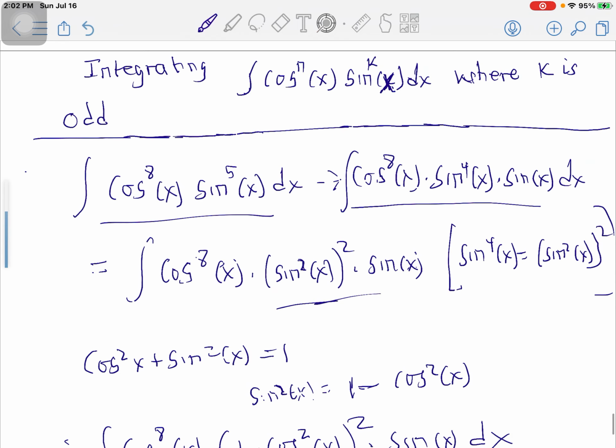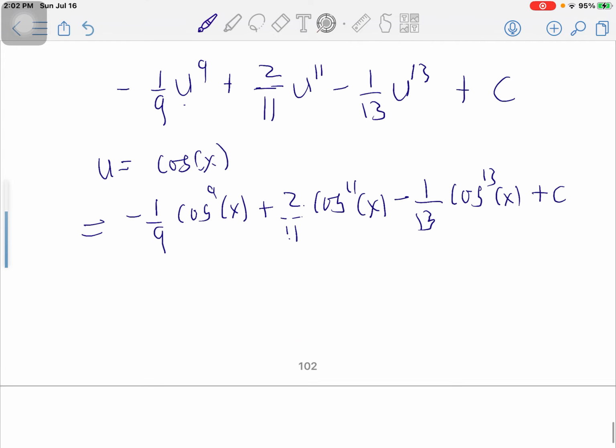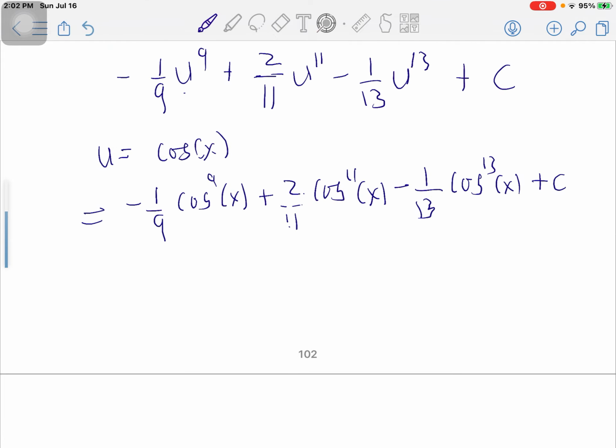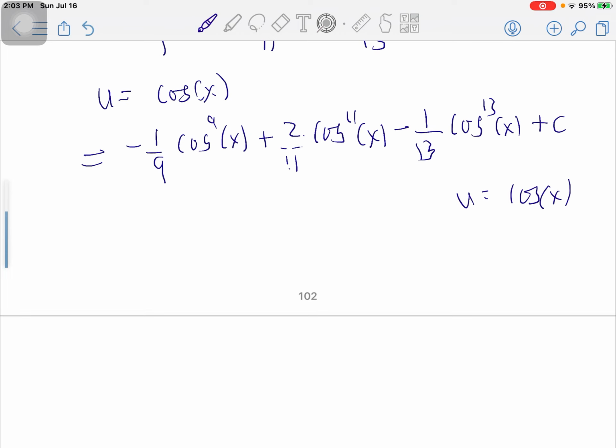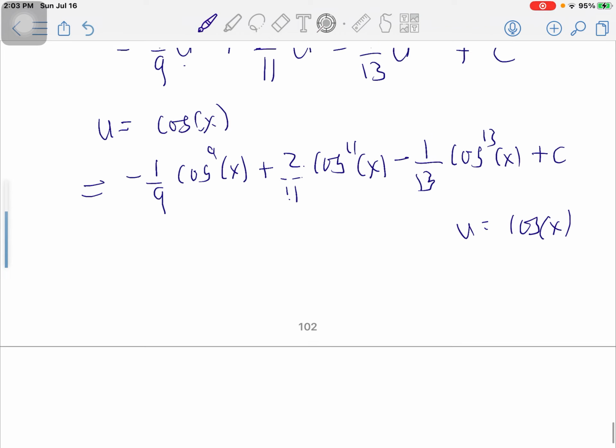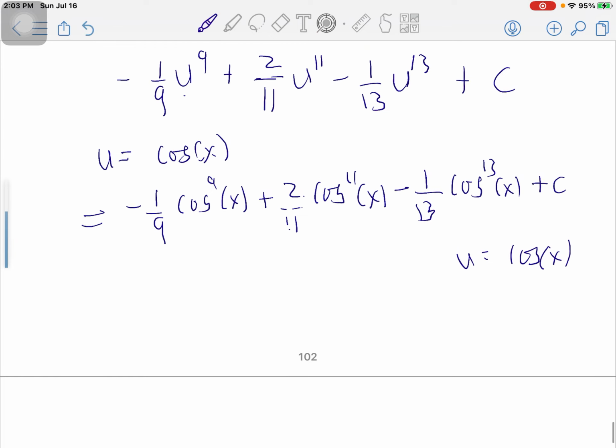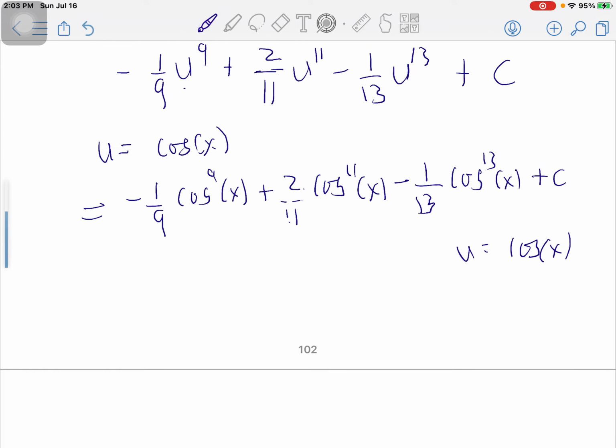So as we can see here, the integral of cos power 8 of x multiplied by sin power 5 of x dx is going to give us a result of negative 1 over 9 cos power 9 of x plus 2 over 11 cos power 11 of x minus 1 over 13 cos power 13 of x plus c. That is our substitution of u equal to cos x, as I did over here. So basically we are done solving this example, and we would like to solve the next example.